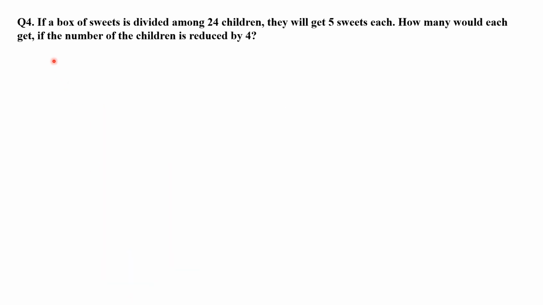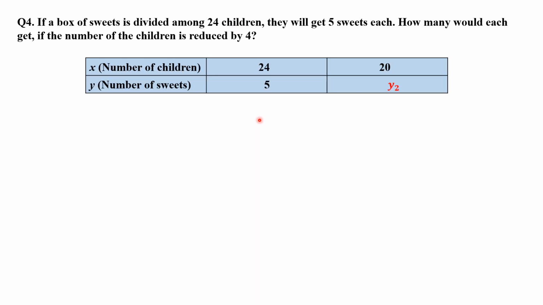Question number 4. If a box of sweets is divided among 24 children, they will get 5 sweets each. How many would each get if the number of children is reduced by 4? So earlier there were 24 children. If you reduce by 4, it means 20 children, how many sweets will they get? So let's tabulate the data. So if the number of children is 24, they are getting 5 sweets and the sweets are equally divided, right?